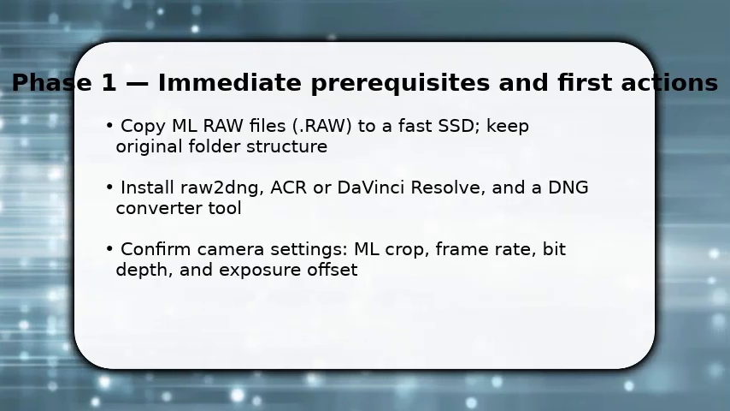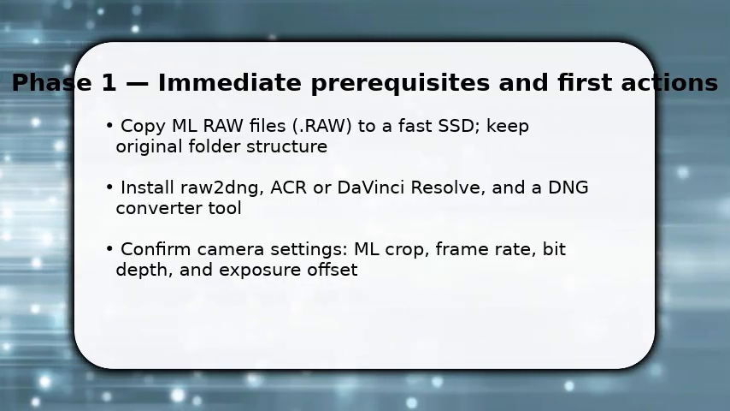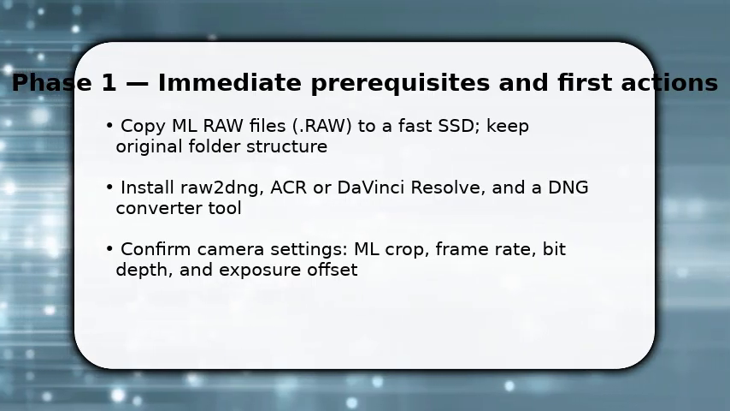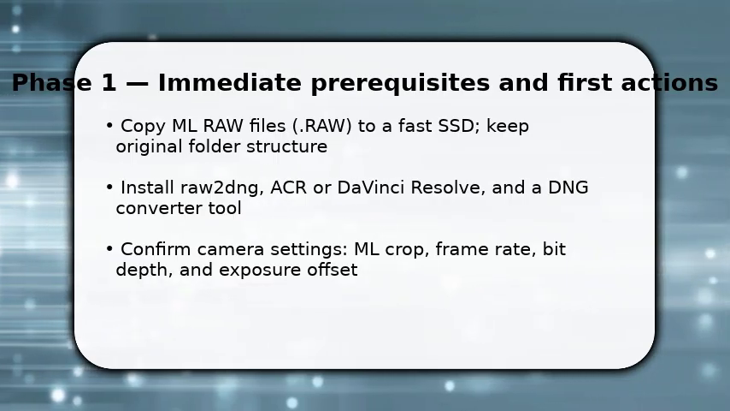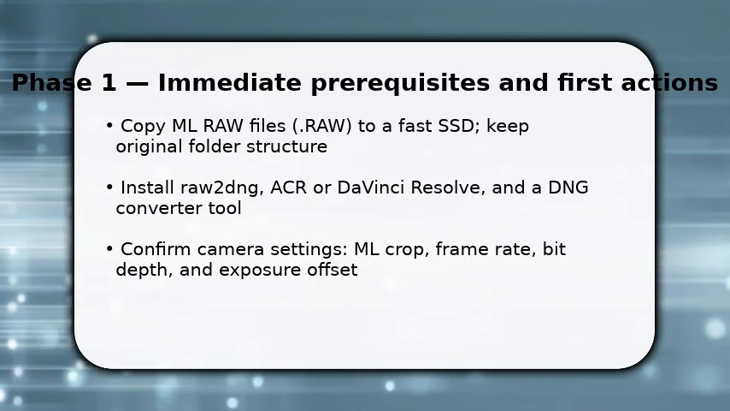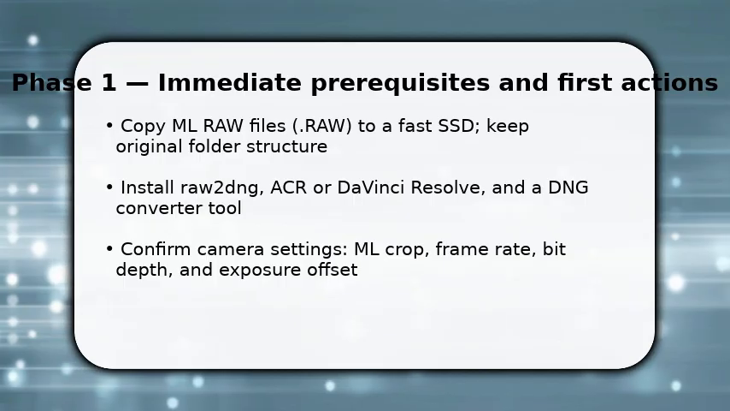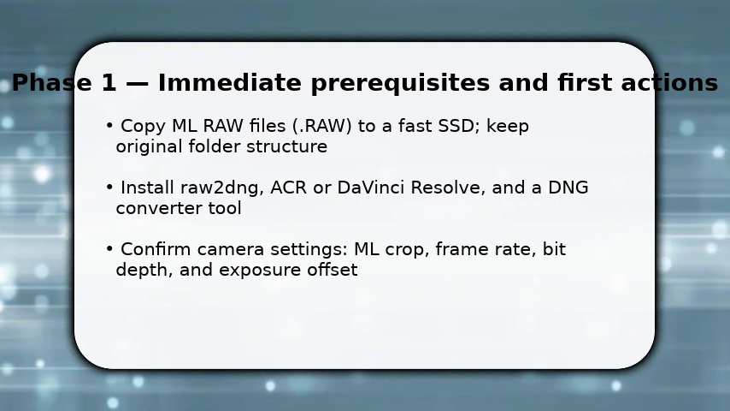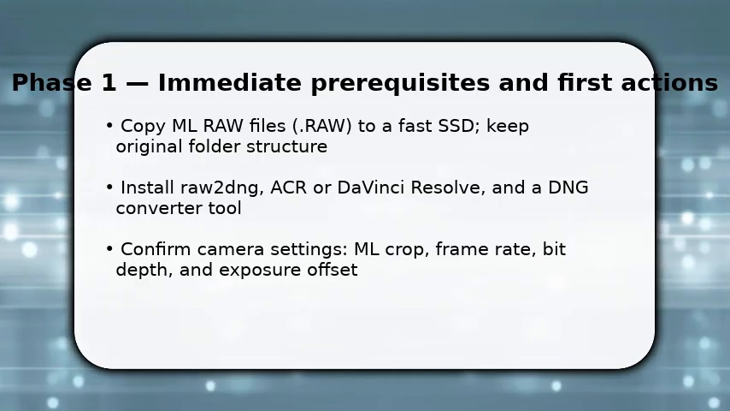You start by gathering your Magic Lantern RAW files and the right tools. Copy the original RAW files to an SSD so reads are fast. Keep folder names intact. Install RAW 2 DNG or the MLDNG exporter, plus Adobe Camera Raw or DaVinci Resolve for color grading. Check the camera metadata, frame rate, crop, bit depth, and exposure bias so you convert with matching settings. Once done, run RAW 2 DNG on a small clip to confirm conversion parameters before processing the whole shoot.